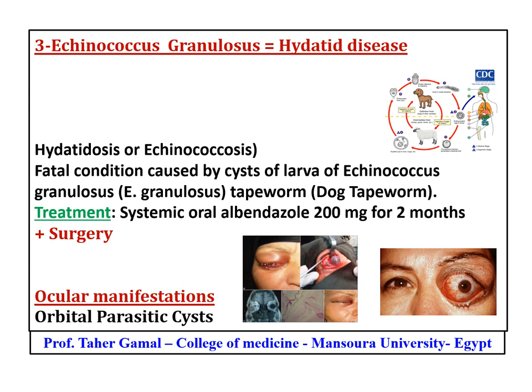Other parasitic infection is Echinococcus granulosus in the form of hydatid disease. Hydatidosis or echinococcosis is a fatal condition caused by cysts of the larva of Echinococcus granulosus, the dog tapeworm. Treatment is systemic oral albendazole and surgery. The ocular manifestation is in the form of orbital parasitic cyst.